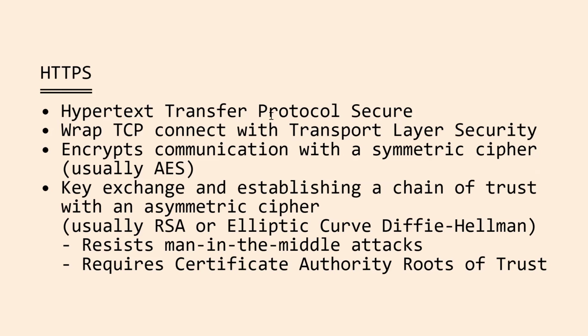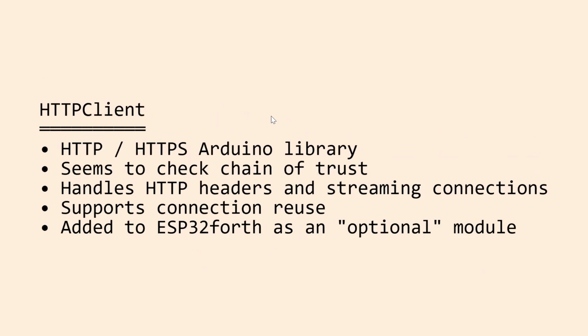It encrypts the connection with a symmetric cipher. Usually it's AES. That's good enough to hide your communication, but you also need to establish a chain of trust to know that you're talking to the right party, so you can't be man in the middle. For this, RSA or elliptic curve Diffie-Hellman are used. It's resistant to man in the middle attacks, but the key thing is that there's a whole process you need to follow in order to establish that you're talking to the right party, because you need a signed certificate that tells you who you're talking to.